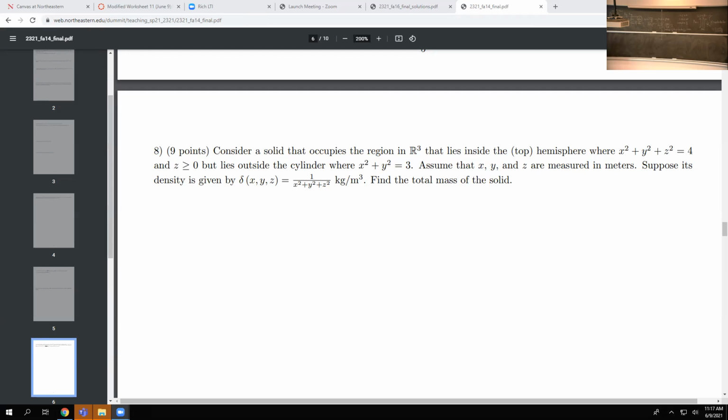Once again, it's just to set up. And I would suggest that you start thinking about spherical coordinates here because of the density.